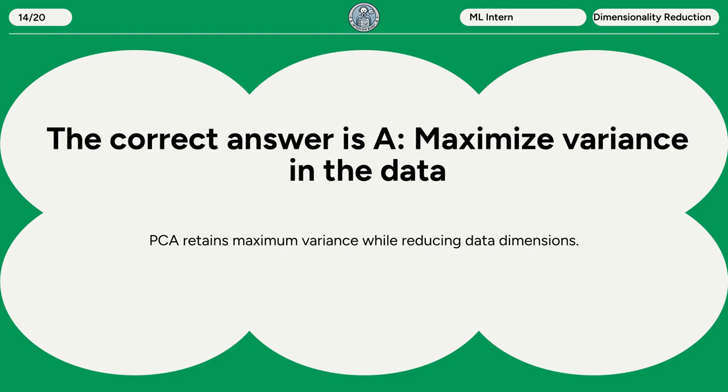The correct answer is A. Maximize variance in the data. PCA retains maximum variance while reducing data dimensions.